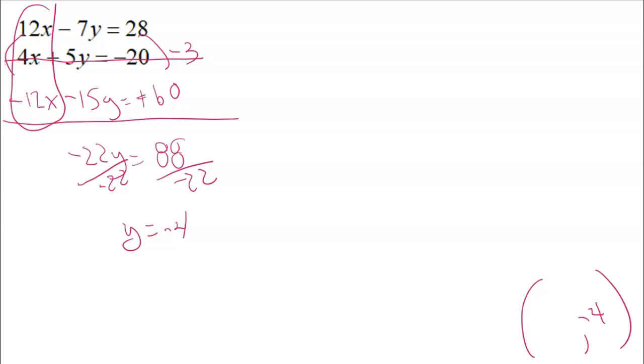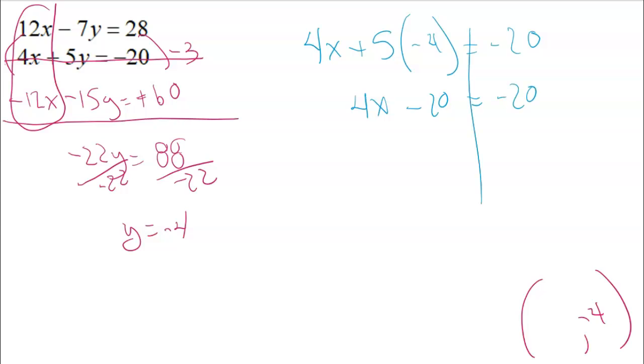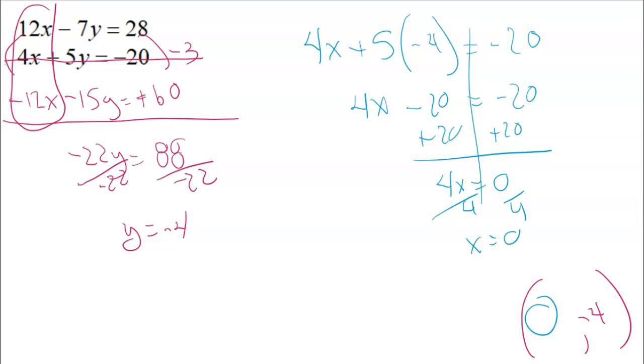Change our color. Blue this time. And let's find out what x is. I'm going to put it into the second one because it's smaller numbers. I'm kind of lazy. Plus 5 times y, and y we said was -4, equals -20. So 4x minus 20 equals -20. Plus 20, plus 20. 4x is 0, divided by 4, divided by 4, x is 0.